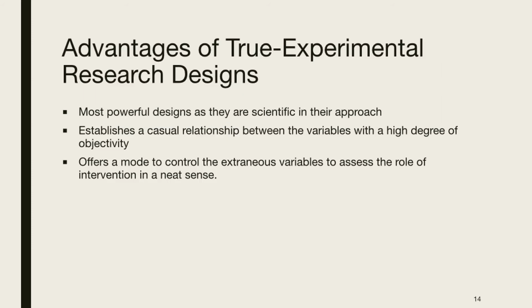So the advantages of a true experimental research design are that it is very powerful and it follows a scientific approach. It establishes a causal relationship between the variables with a very high degree of objectivity, and it offers a mode to control the extraneous variable to assess the role of intervention in a very, very neat sense.